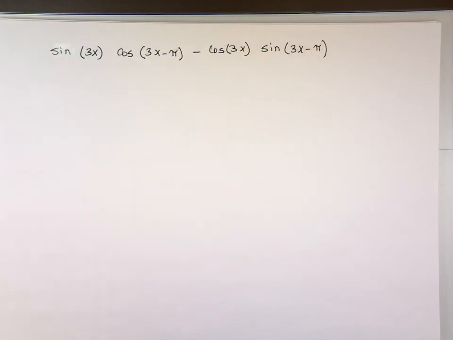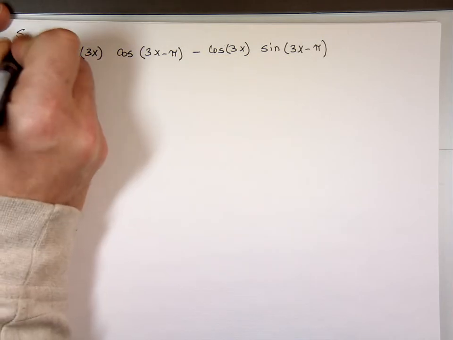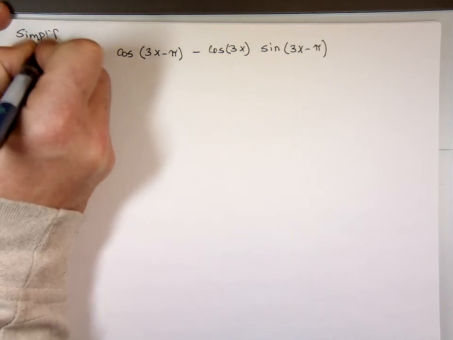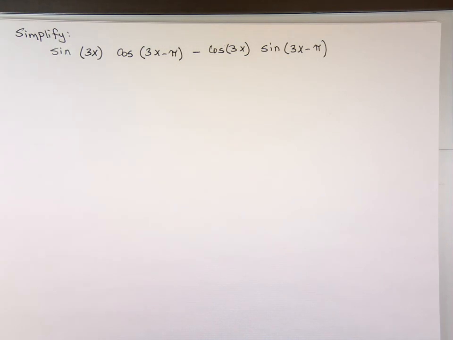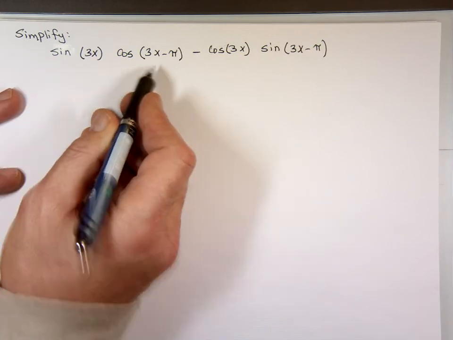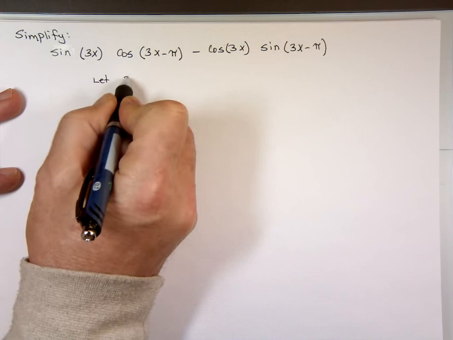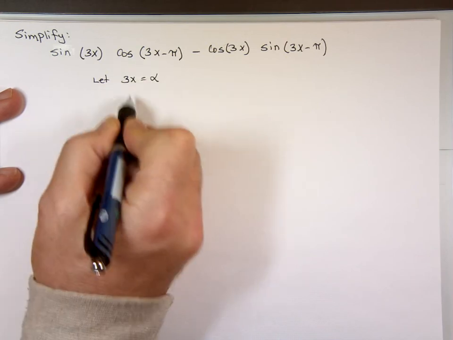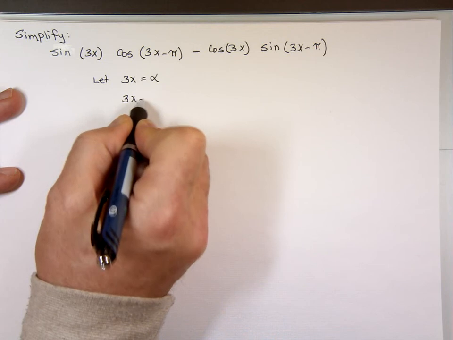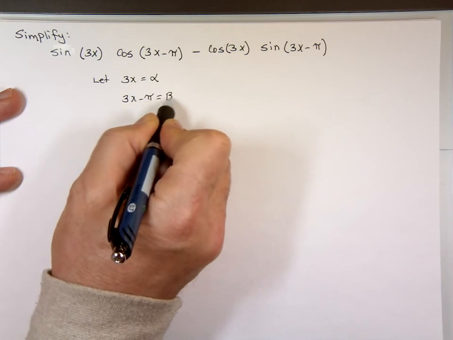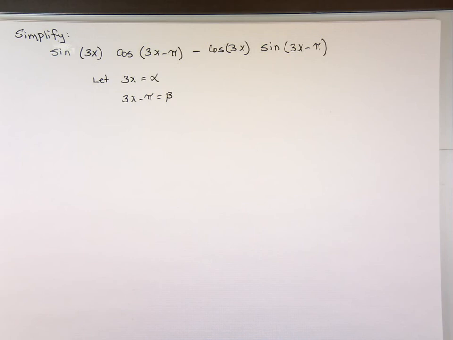I want to simplify this. The question is simplify. I'm just looking at this and I say, you know what? Let me call 3x alpha. Let 3x equal alpha, and let 3x minus pi equal beta.